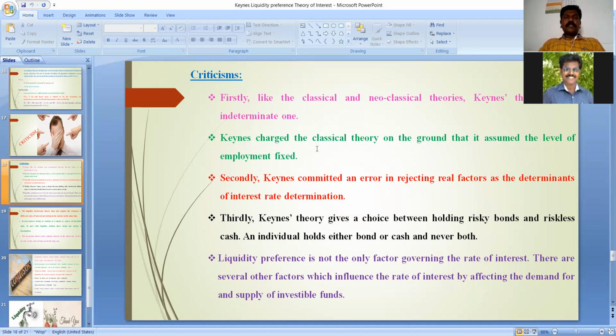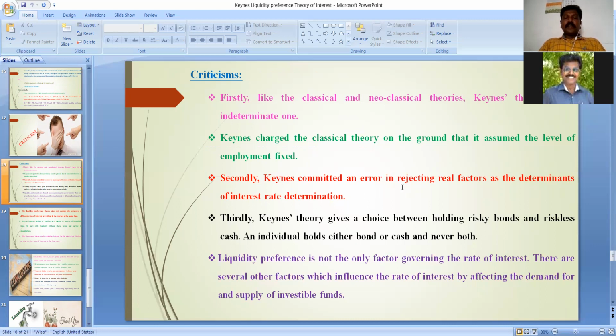Keynes charged the classical theory on the ground that it assumed the level of employment to be fixed. The classical and neoclassical views do not accept that, nor do they have the idea of fixing the employment level, which may be high or low. So Keynes charged the classical theory with assuming a fixed employment rate, and they criticized this.